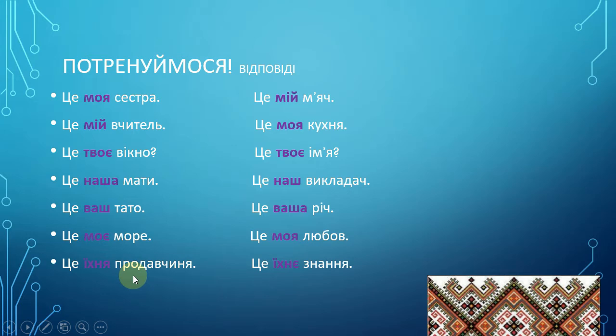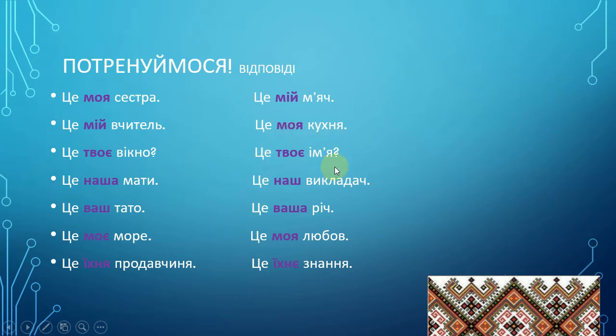Це їхня продавчиня. Продавчиня, grammatical feminine, so we use the pronoun їхня. This is their shop assistant. Це мій м'яч. М'яч, a ball. Grammatical masculine, so that's why we use мій as the grammatical masculine form of this pronoun. This is my ball, це мій м'яч. Це моя кухня. This is my kitchen. Кухня, grammatical feminine, so that's why we use this pronoun here.